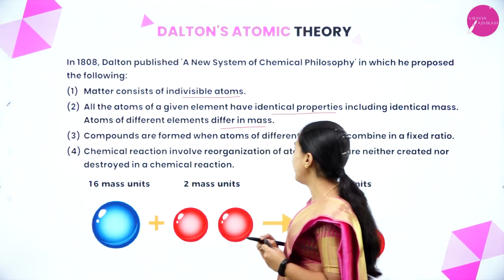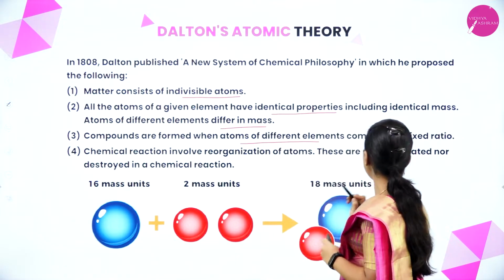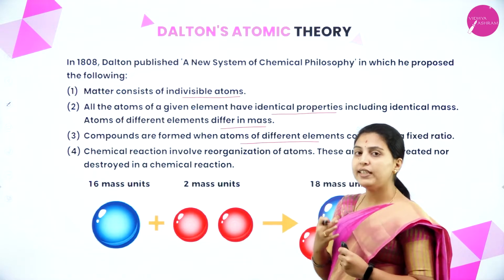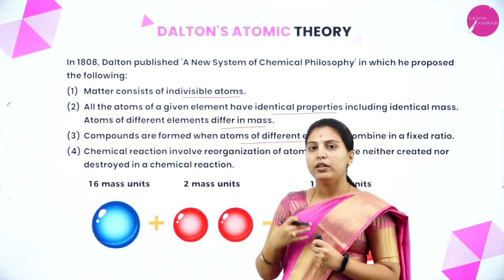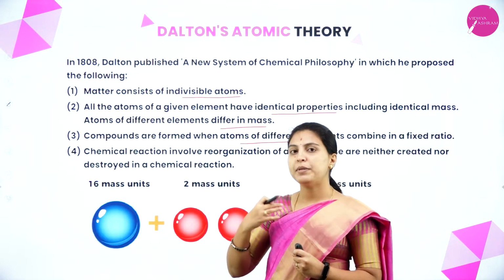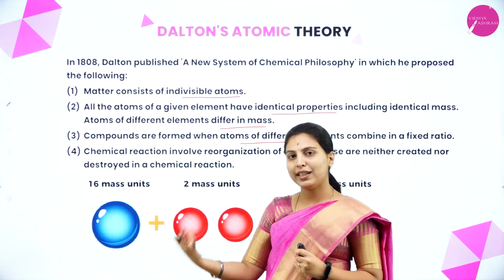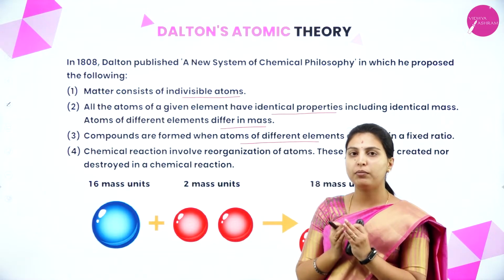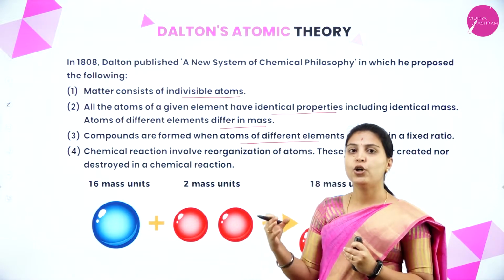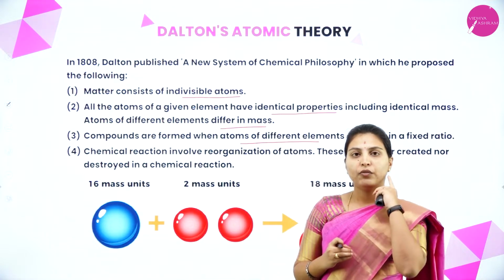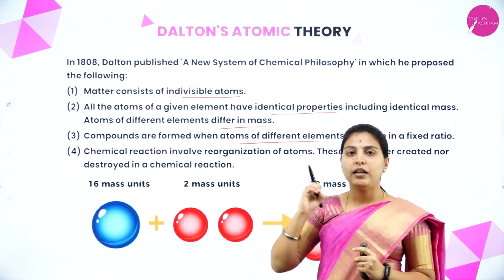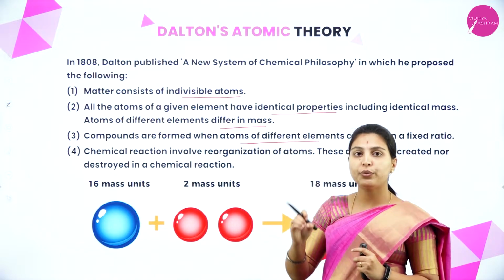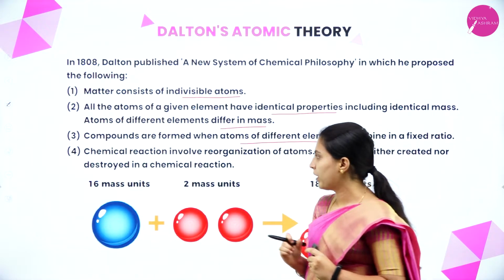Compounds are formed when atoms of different elements combine in a fixed ratio. When will compounds be formed? Compounds will be formed by mixing 2 or 3 elements. Different elements will be taken to form a compound, but for the formation of a compound, whatever elements you have taken should be in a fixed ratio.